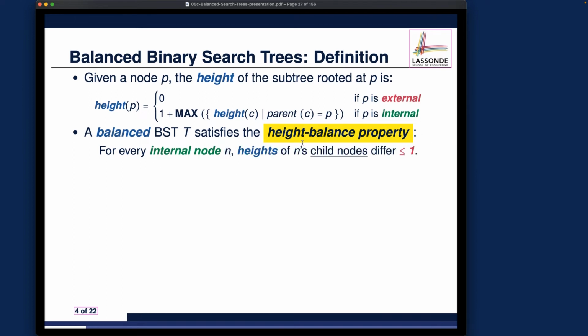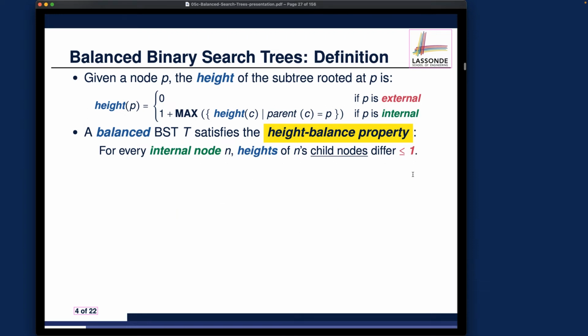And the heights of n's child nodes, which can be either the left child or the right child, must differ by no more than 1. The difference can be 0, meaning their heights are exactly the same, or maybe one is h and the other one is h plus 1. However, it cannot be more than 1. If you have one child node with height h and the other child node with height h plus 2, the difference will be 2, which is not less than or equal to 1. So that would be violating the property. That's the intuition you want to have right away when you see the definition.